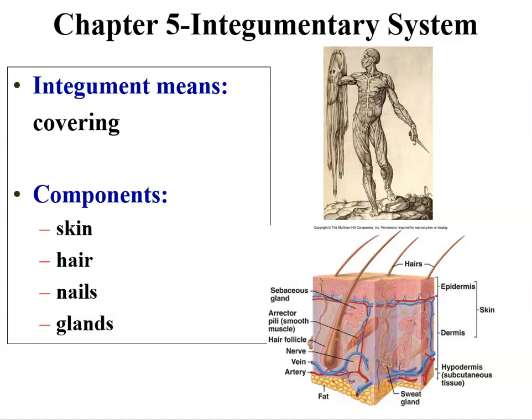Also, because it's easily visible, it can be used as a diagnostic aid. We can use it to assess other organ systems and the overall condition of the body without any invasive techniques. We can just look and tell what's going on on the inside. The components are the skin, this is the major organ, plus hair, nails, and glands. Here we see an image of a lot of the components. We see the different layers of the skin, we see glands, and then also the hair and hair follicle.